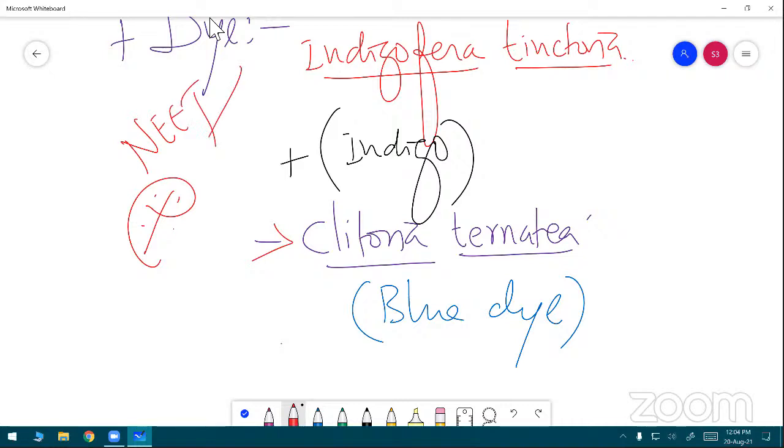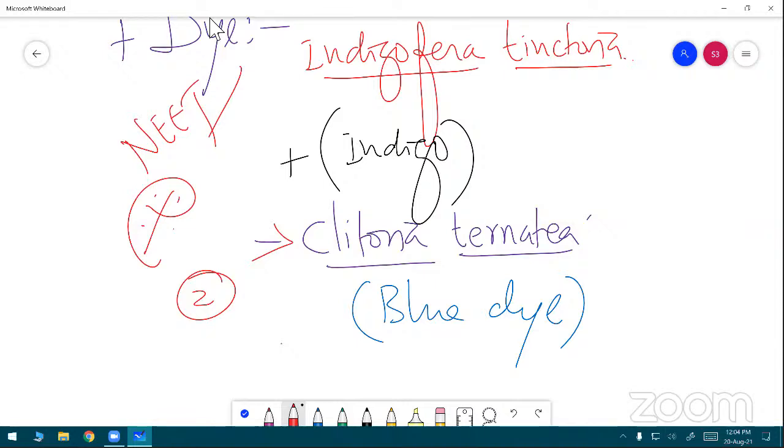Tinctoria. And here sometimes you can expect two more questions. Write down some important dye yielding plants. That is the question. If it is asked, you got it right. Indigofera tinctoria and Clitoria ternatea.